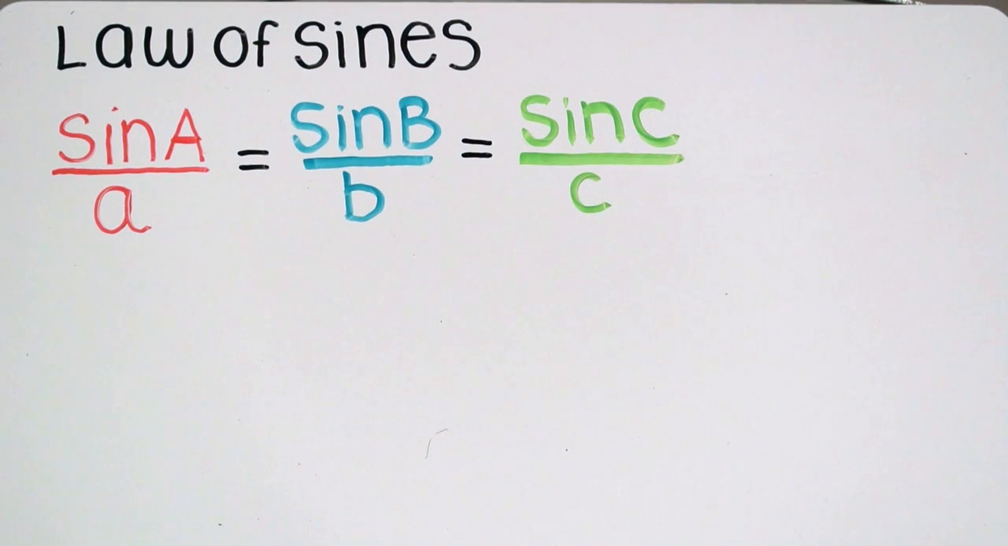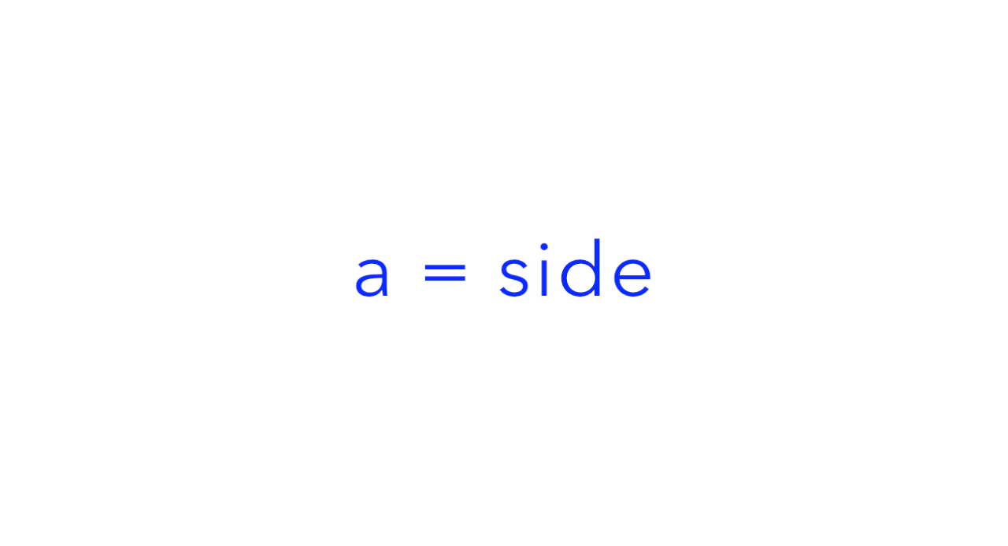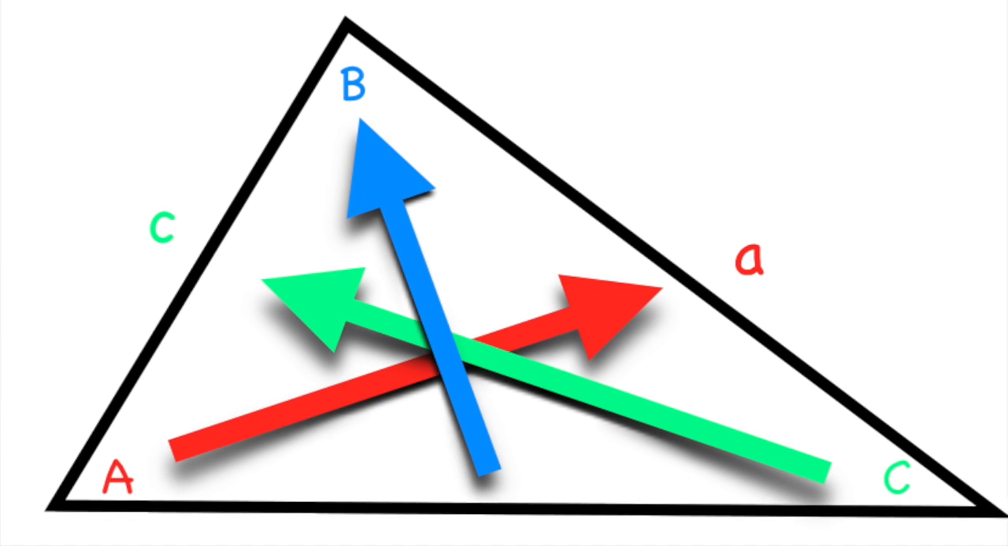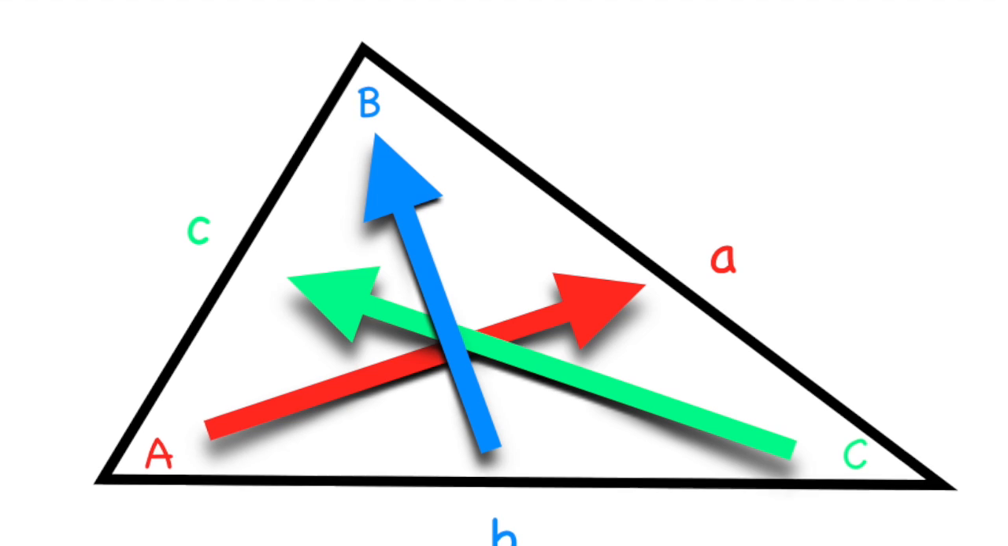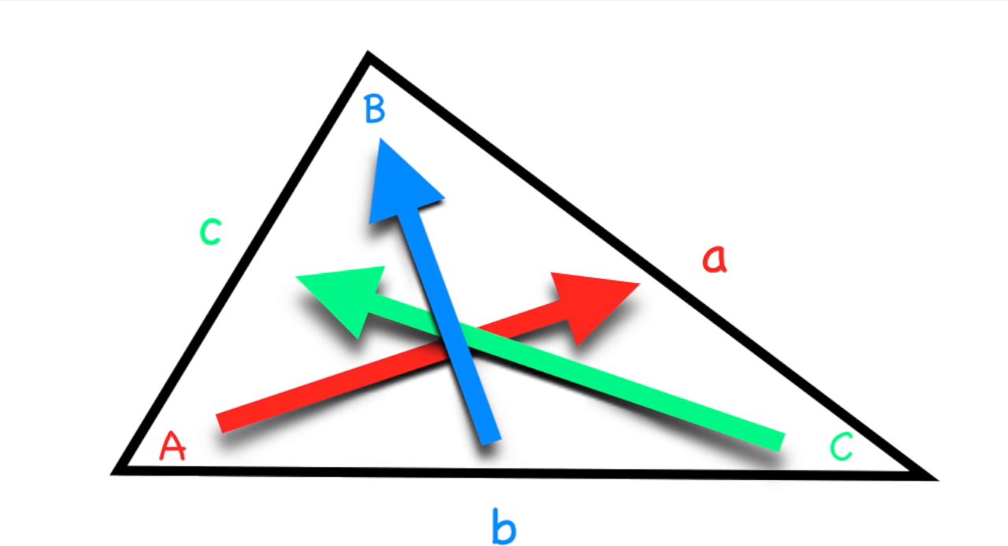To start off, here's the formula for the law of sines. When solving a non-right triangle, the law of sines is the first method you should attempt to solve the triangle. In trigonometry, lowercase letters represent sides while the uppercase letters represent angles. Angles and sides come in pairs. For example, the side opposite of angle A is side length A.